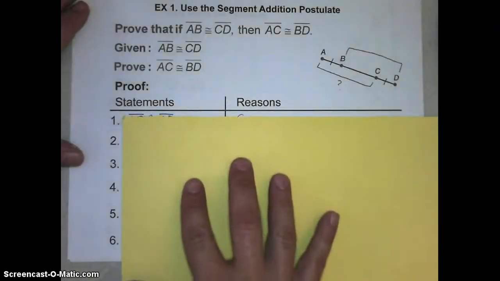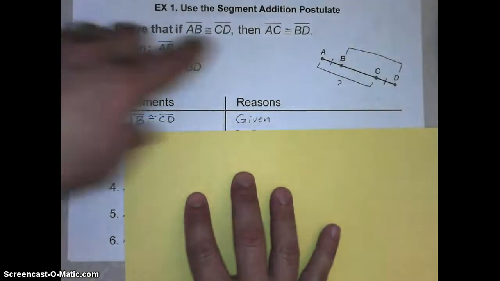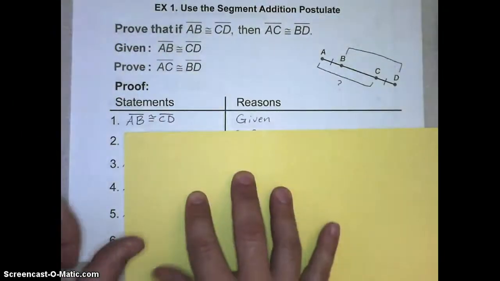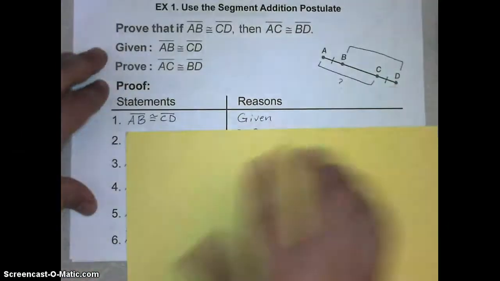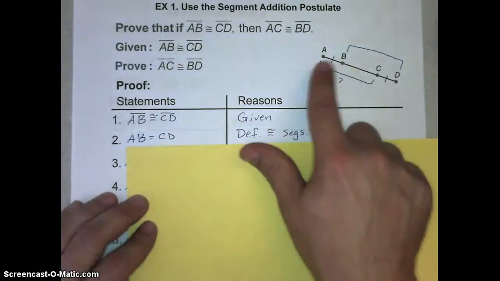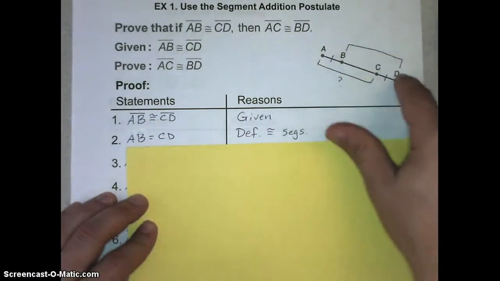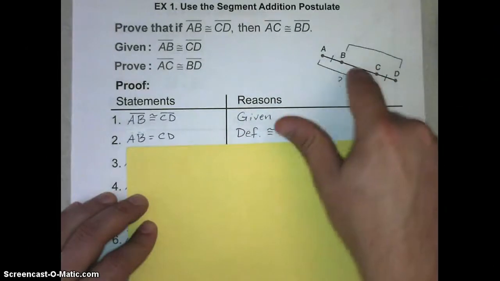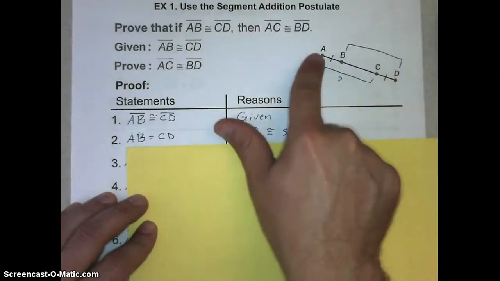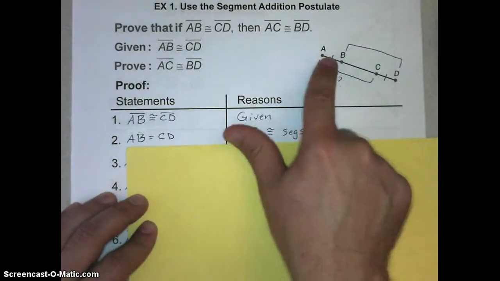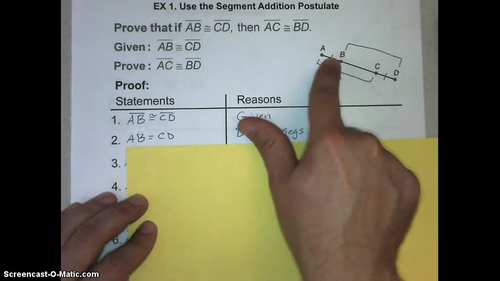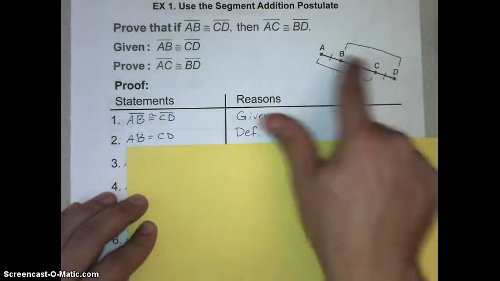We always want to start off with our given information. We're given AB is congruent to CD. Now that tells me that those values are equal by definition of congruent segments. Now notice that AC shares BC with BD. They both include segment BC. Well, if we have our segment addition postulate, I can actually add these two together to get the full segment and these two together to get the full segment.